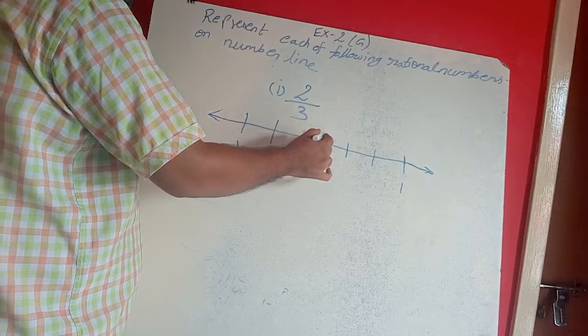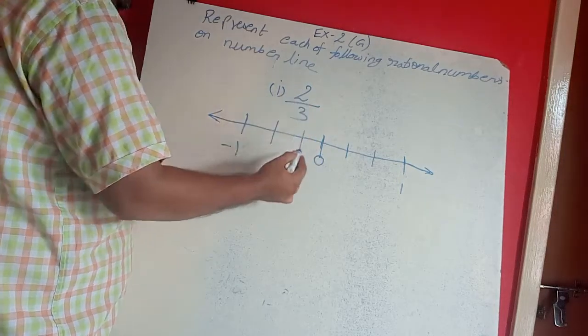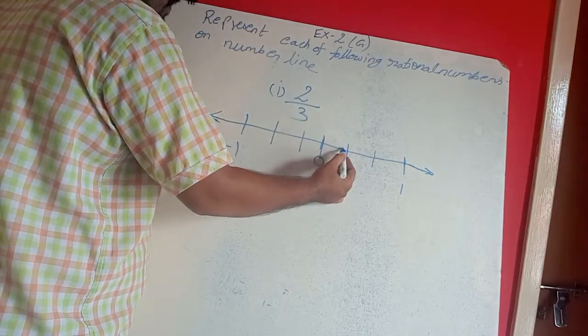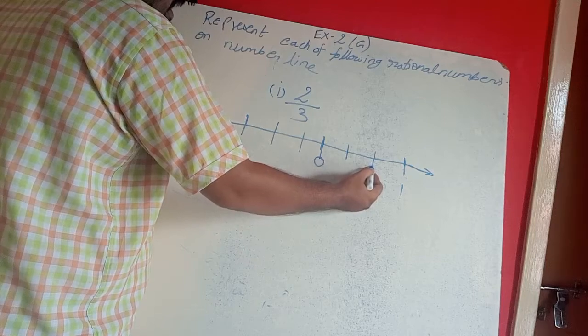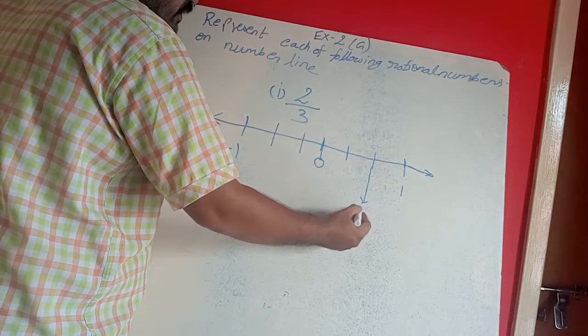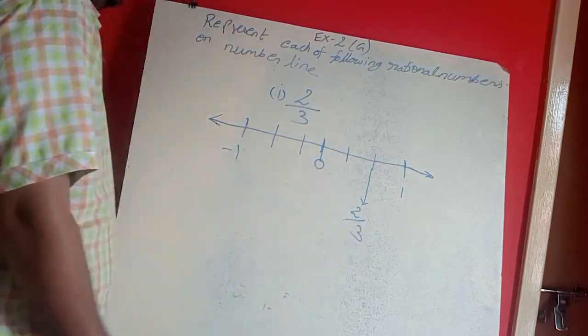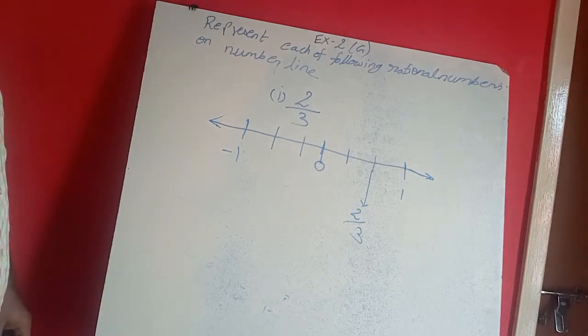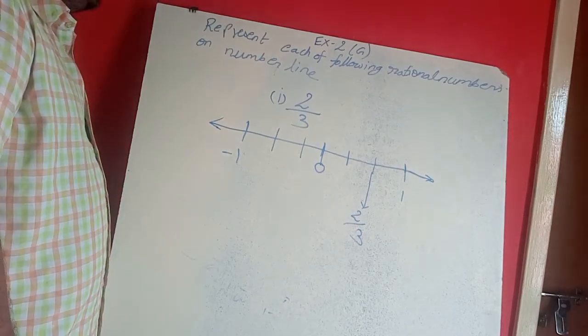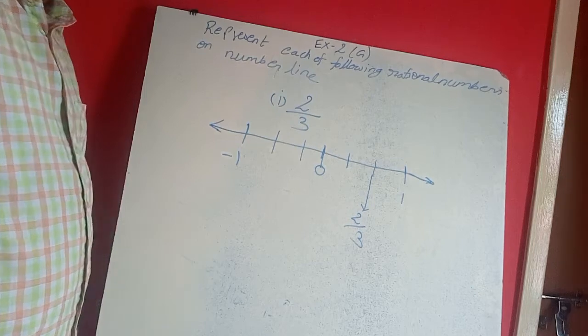Now what we have to indicate here is 2 by 3. From 0, count 2 lines: 1, 2. This line indicates 2 by 3. Like this we have to do it. I will say one example, so you can understand.